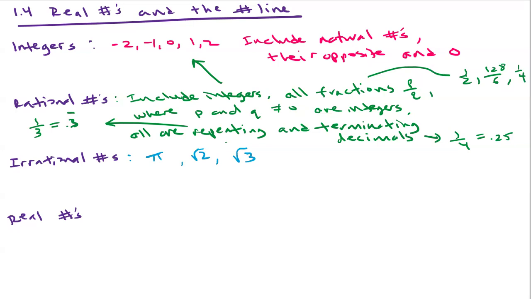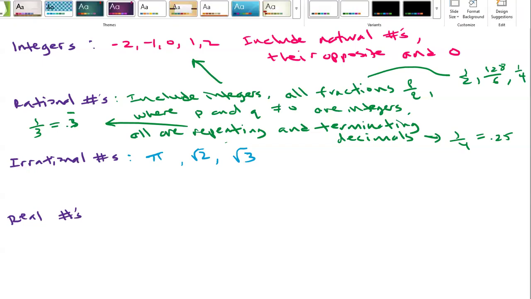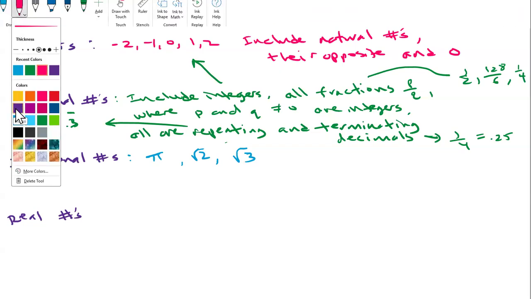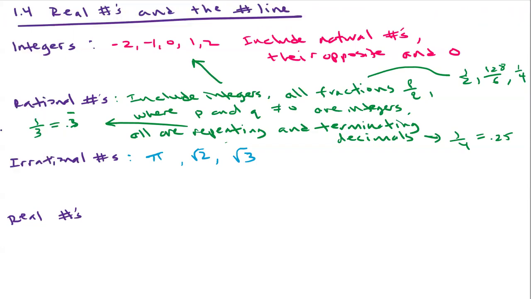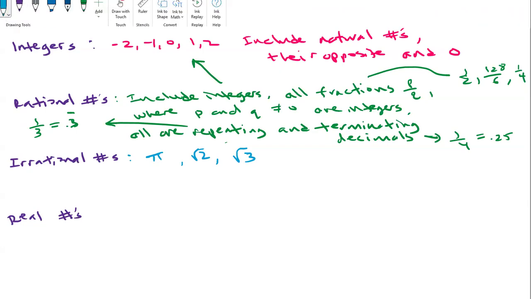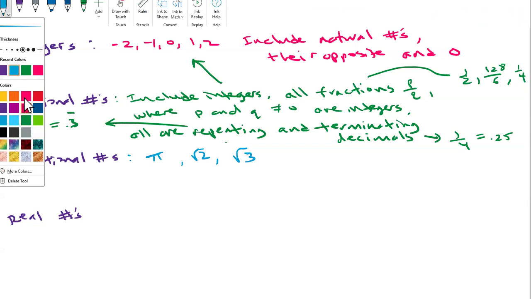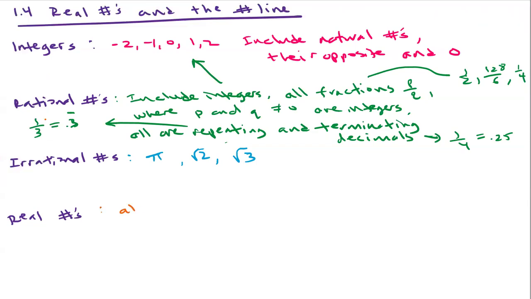The next part here are real numbers. And real numbers is basically everything, all of the above. Okay, so all the above constitutes the real numbers. So it can be irrational numbers, it can be a rational number, it can be an integer, any of those combinations is a real number.